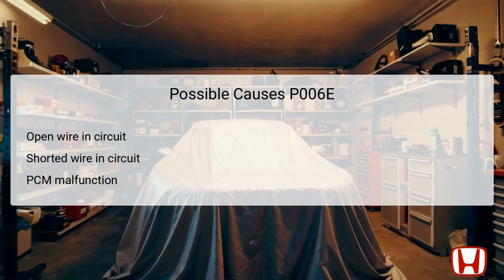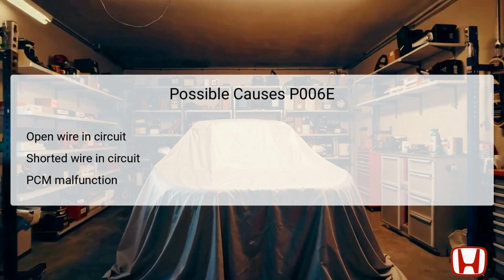Several potential causes could lead to the triggering of DTC P006E. An open wire in the power supply circuit could interrupt the flow of electricity to the turbocharger wastegate control actuator, impeding its function. This can occur due to wear, corrosion, or accidental disconnection in the wiring.